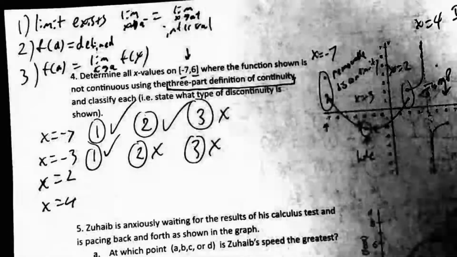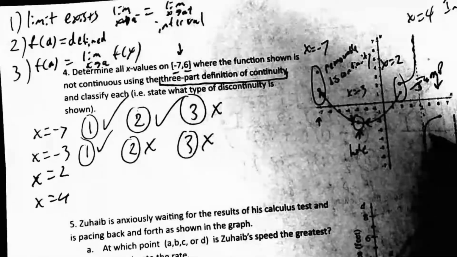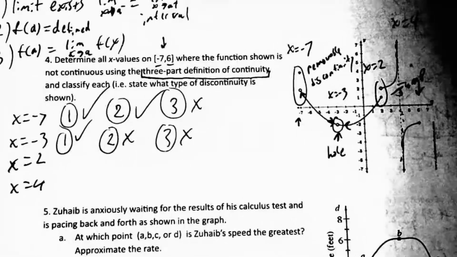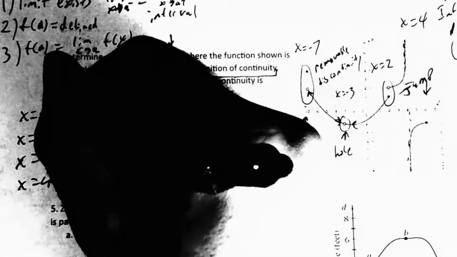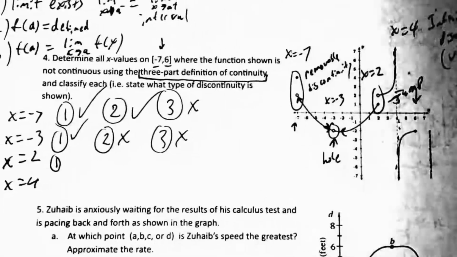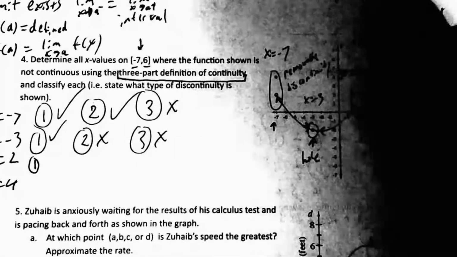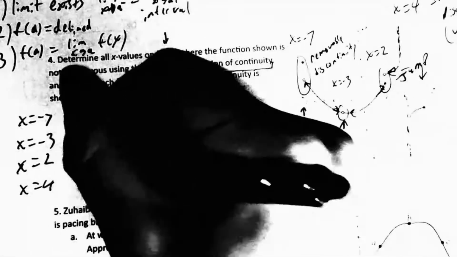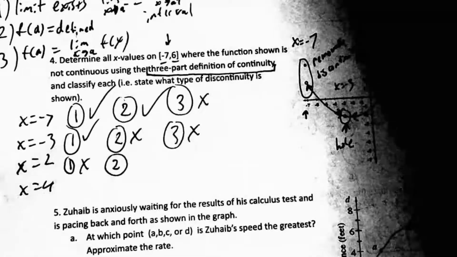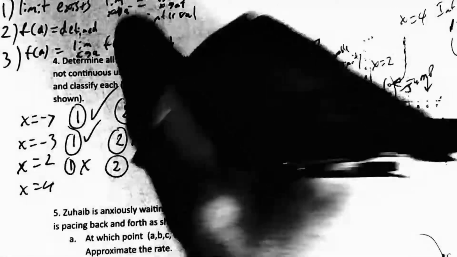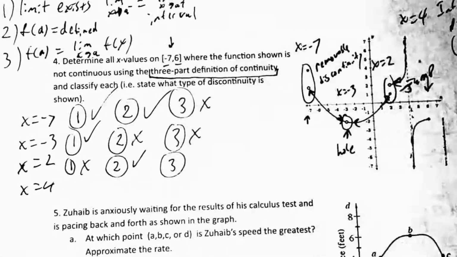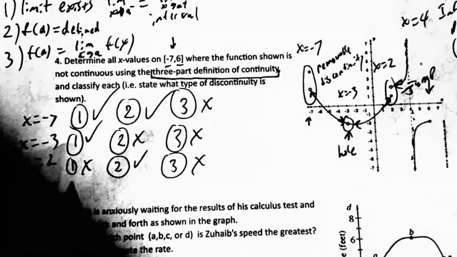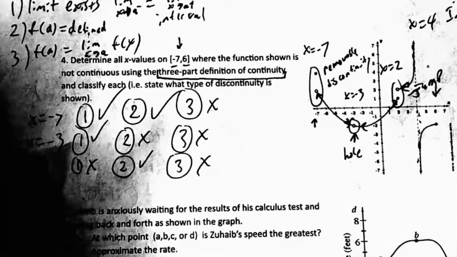Okay. 2, we have a jump here. Does it pass number 1? Does the limit exist? Does the limit from the left equal the limit from the right? No, it does not. See that? These two do not equal. Fails number 1. Number 2, is it defined? Yes, it's defined. Do I have a solid dot at 2? Yes, it's defined. 3, do they equal each other? No, they do not, because the limit does not exist. How can something that does not exist equal the output?